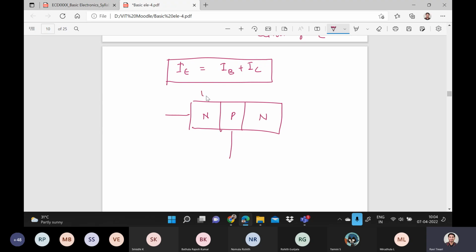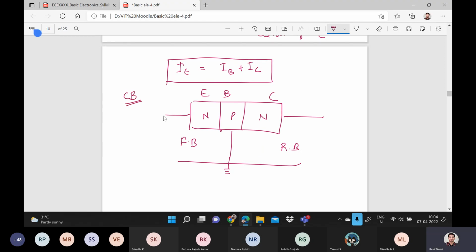This is your emitter, this is your base, this is your collector. Again, I want this one as forward bias and this one as reverse bias. I will explain why we require this as forward and this as reverse bias. Okay, and the base is common. I'm taking this as common base.